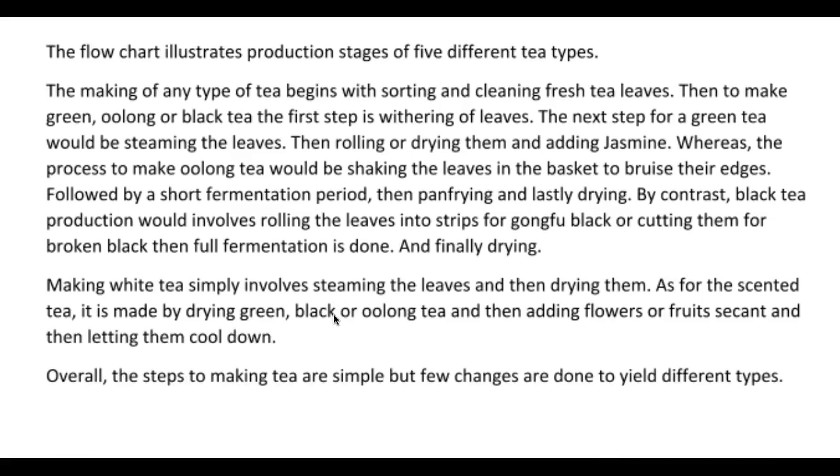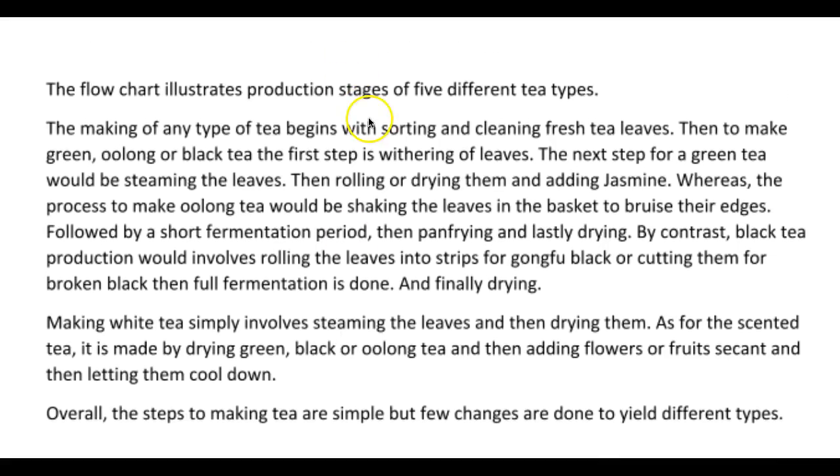Genius. Big improvement. The flowchart illustrates the production stages of 5 different tea types. Good. The making of any type of tea begins with sorting and cleaning fresh tea leaves. Then to make green, oolong or black tea, the first step is withering of leaves. The next step for a green tea would be steaming the leaves, then rolling or drying them and adding jasmine, whereas the process to make oolong tea would be shaking the leaves in the baskets to bruise their edges, followed by a short fermentation period, then pan frying and lastly drying.